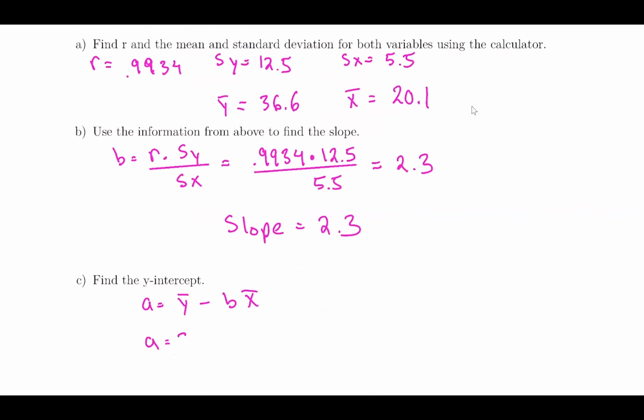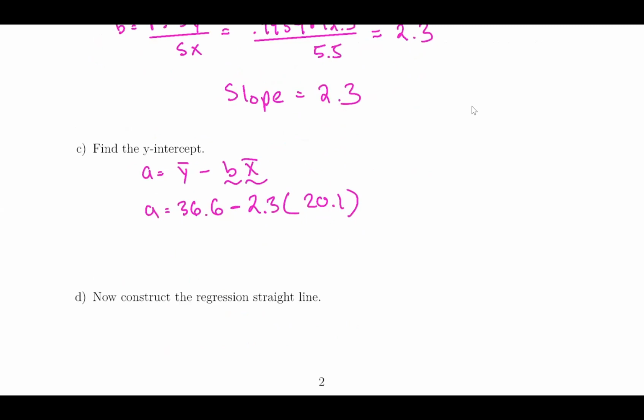So you say 36.6 minus my slope, which we said 2.3, times our x bar. Our x bar is going to equal 20.1. Everybody get how I got 36.6 minus 2.3 times 20.1?